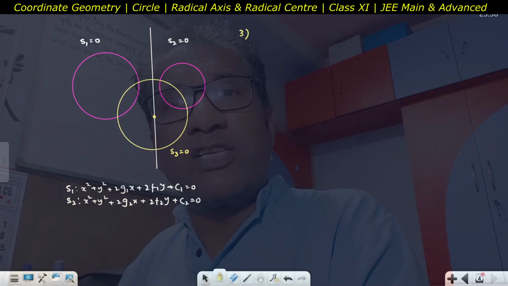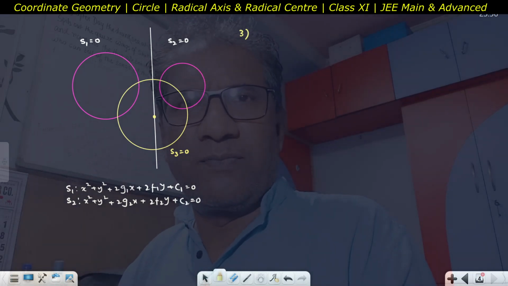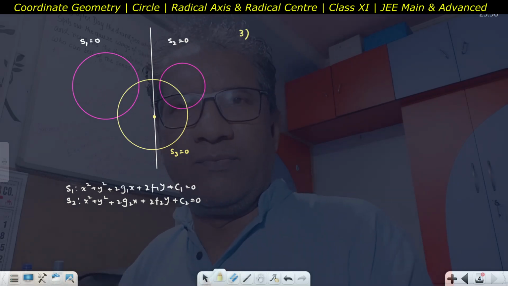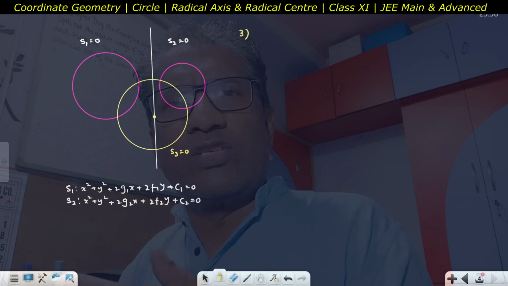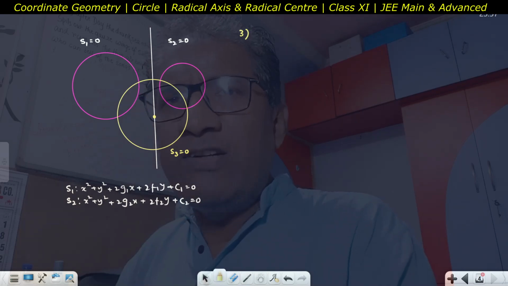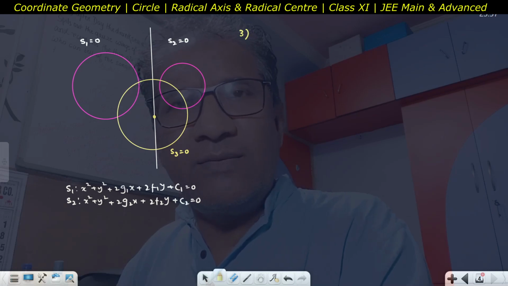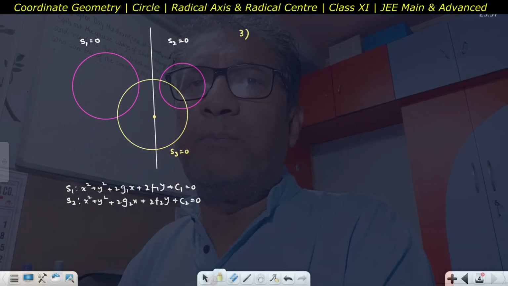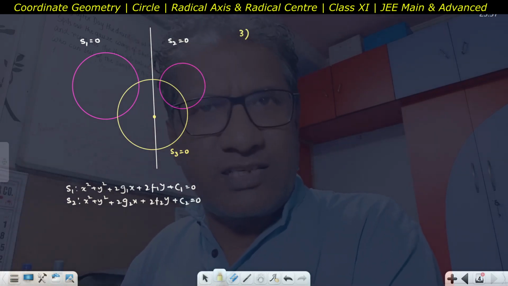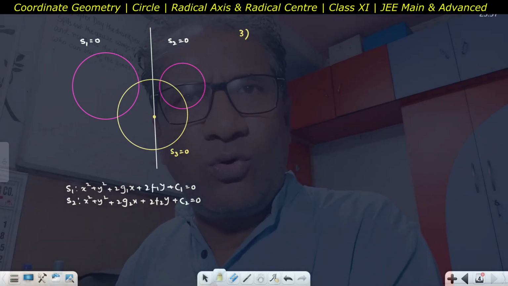But before that, we must know what orthogonal intersection is. Two circles intersect each other orthogonally means what? The angle between the two circles is 90 degrees. Now, how do we measure that? At the point of intersection, we draw tangents to the respective circles, and then we find the angle between these two tangents, which is the same as the angle between these two circles. In this case, that angle is 90 degrees. That's exactly what orthogonality means.